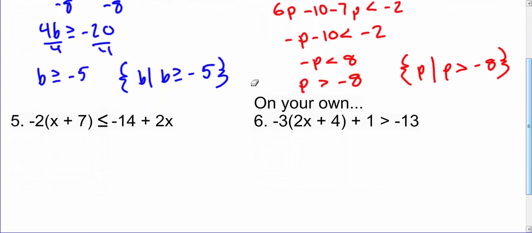Pretty simple, I guess, when you think about it. It's just a new notation, a slightly different way to answer the question. All right, so let's take a look at number 5 here.